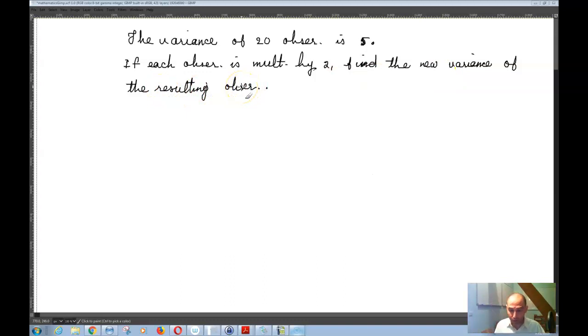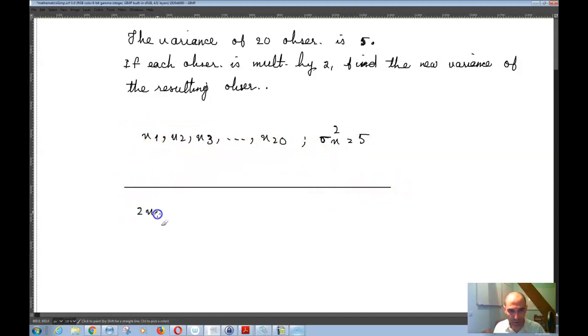So what it actually means is that you have 20 observations, let's say x1, x2, x3, all the way up to x of 20, and over here sigma of x squared is equal to 5. Now suppose that I take all of these observations and write them as 2 times x1, 2 times x2, 2 times x3, and all the way up to 2 times x of 20. I want to know what is the sigma of x squared here. That's what I want to know.